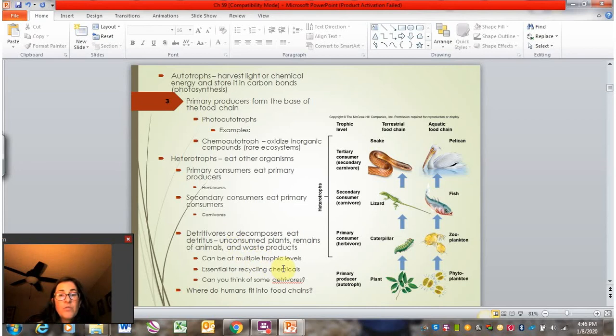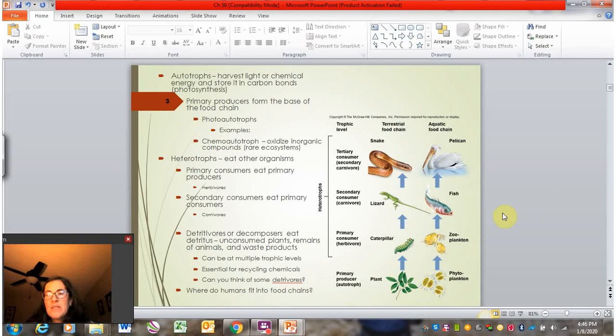And they're actually really essential in food chains. They often don't get represented because they don't hunt, for example, but they're recycling chemicals and making them available for other organisms, and that's a critical function. We've talked about many detritivores throughout the semester. Fungi and bacteria are both major detritivores.